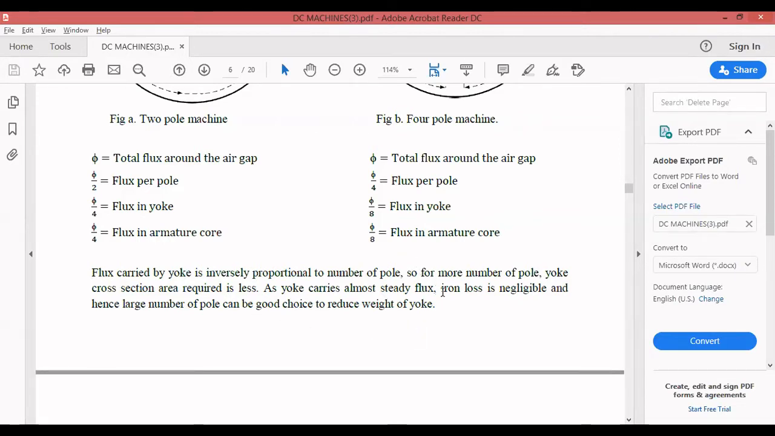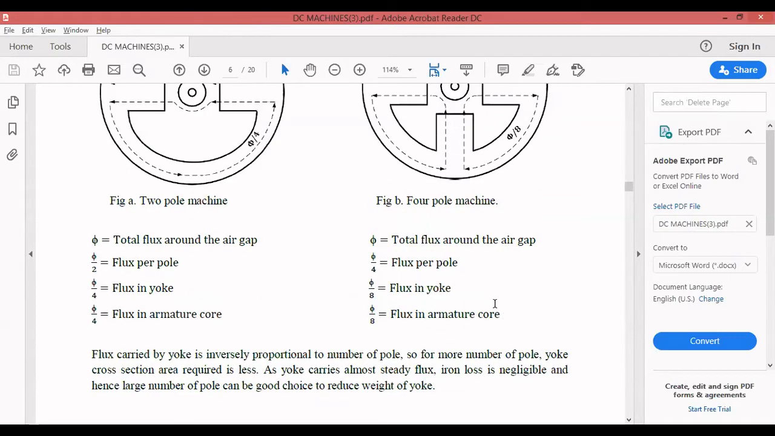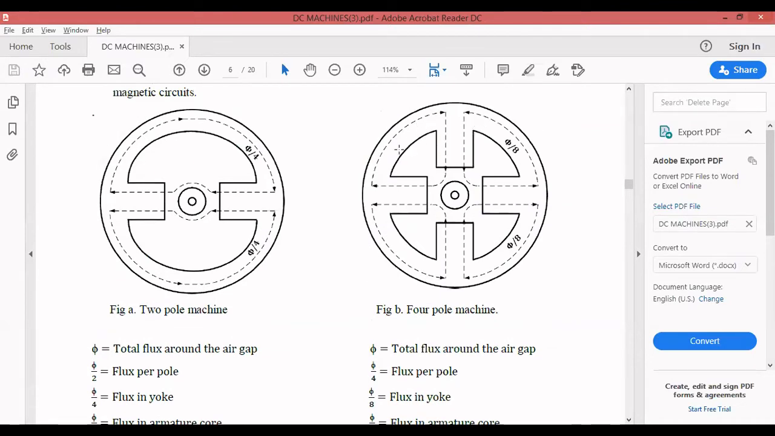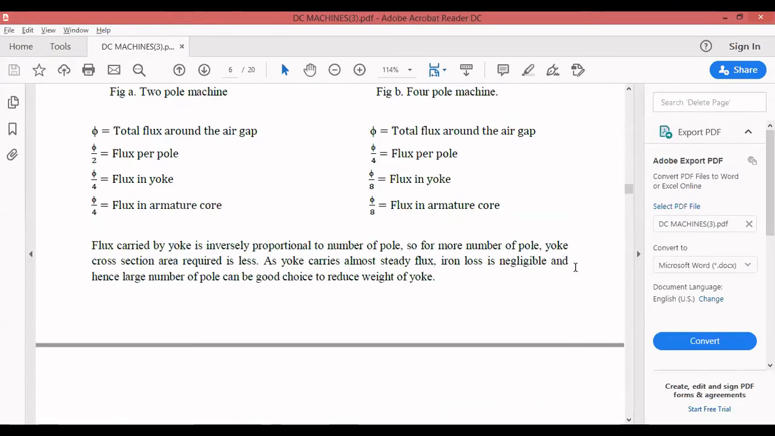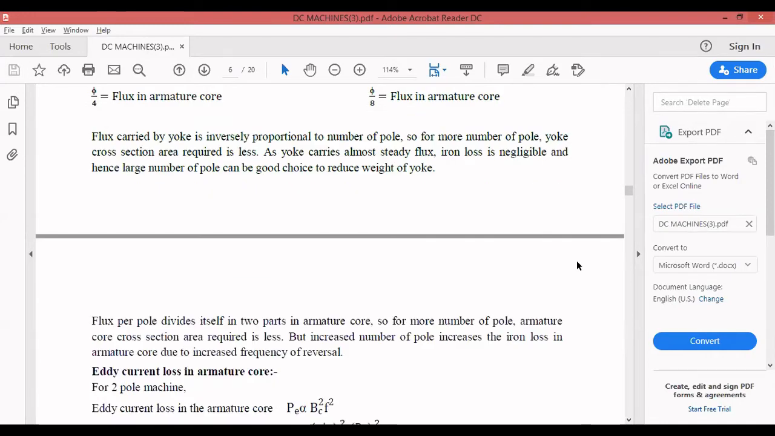Since the flux in the yoke will be almost steady flux, if flux is constant in the yoke, definitely the iron loss will be negligible. And if you go for more number of poles, then the area of the yoke will be reduced. This is with respect to the yoke, in consideration with the number of poles. If the number of poles increases, definitely the yoke area gets reduced, and the iron loss will be negligible, since the flux in the yoke is a steady value. That is regarding the yoke section.